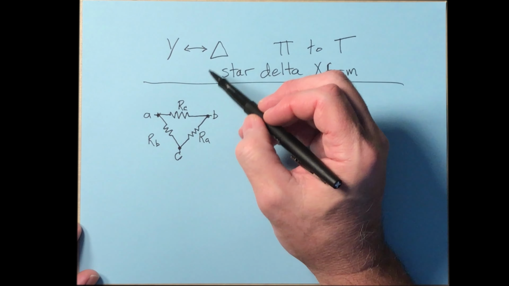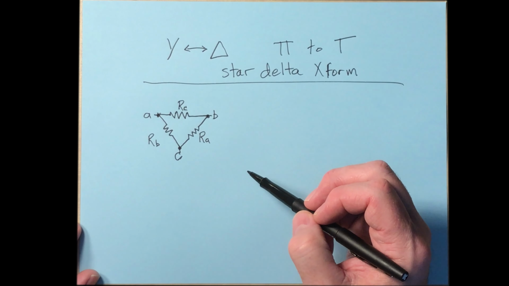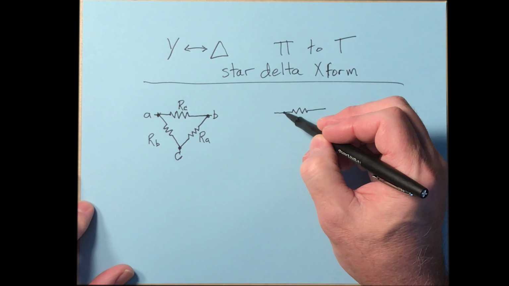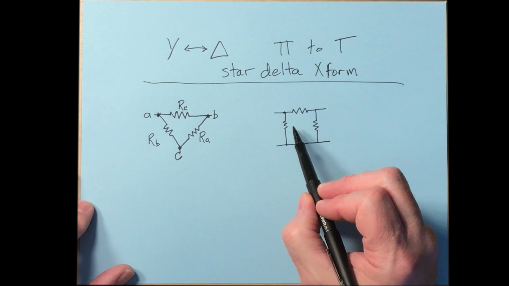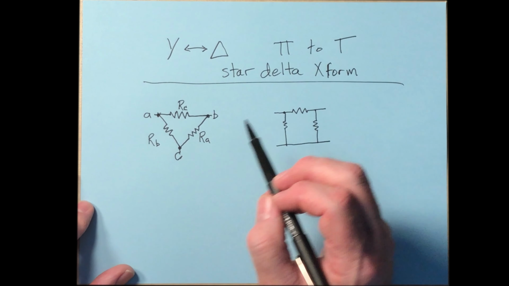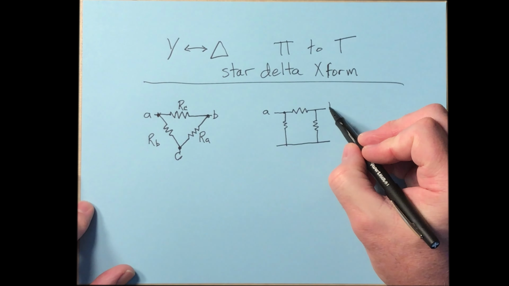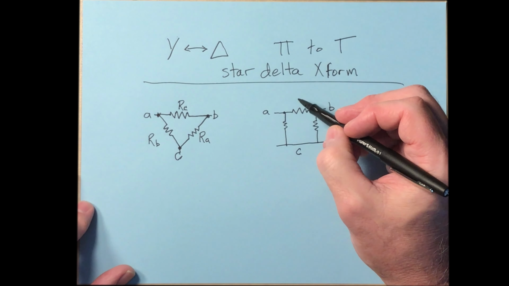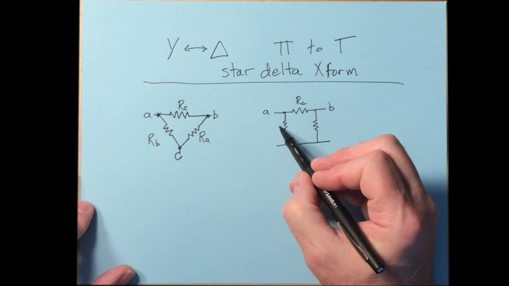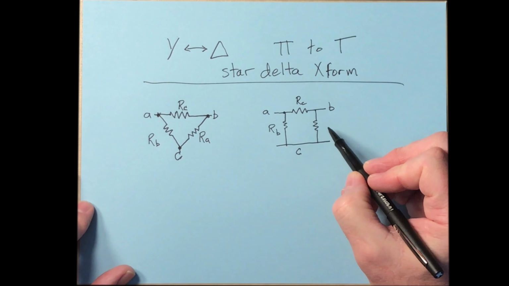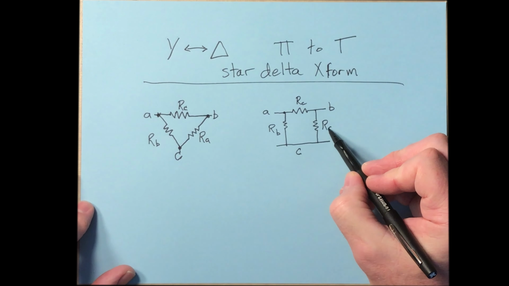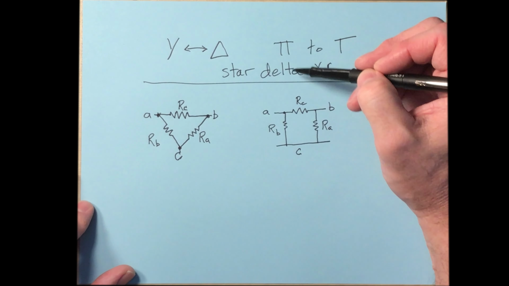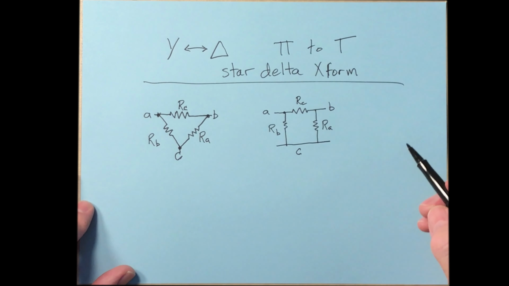Okay, that is a delta. That's a triangle. This can also be redrawn like this. This on the right-hand side is the same as this on the left-hand side. If this is terminal A, and this is terminal B, and then down here all of that node is terminal C, then the resistor across from C is R sub C, the resistor across from B is R sub B, and the resistor across from the A node is R sub A. So this, if you look at it, looks kind of like a pi. So that's where the name pi comes from. So a delta and a pi are really kind of the same thing.